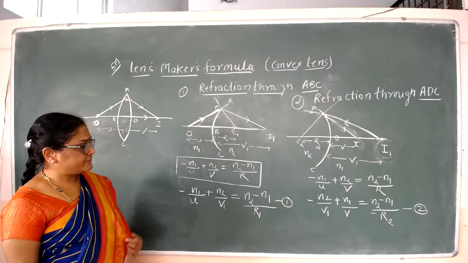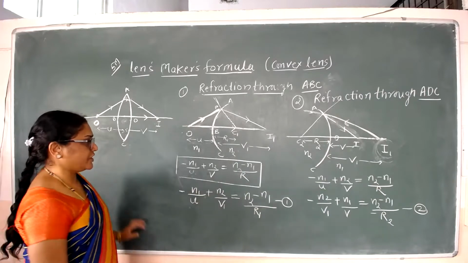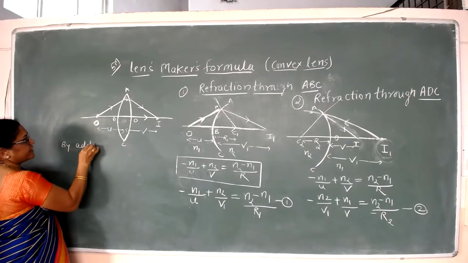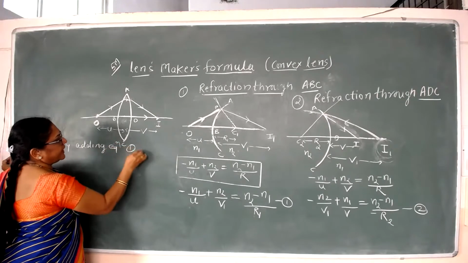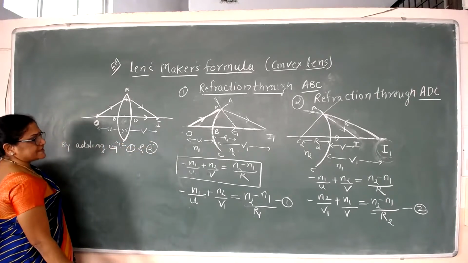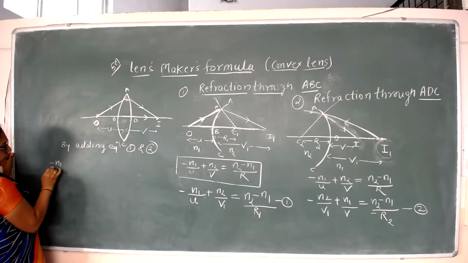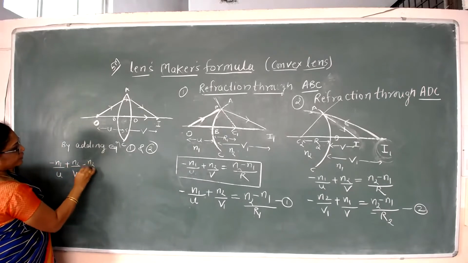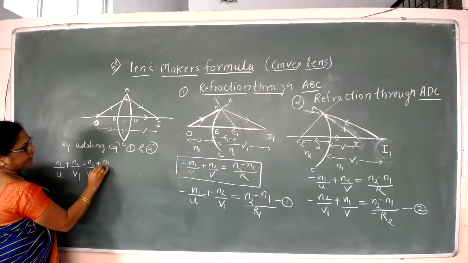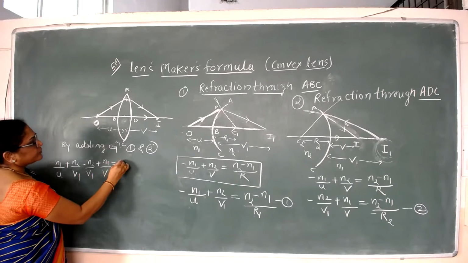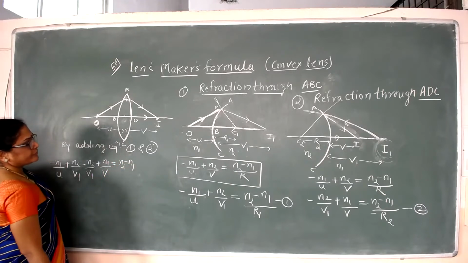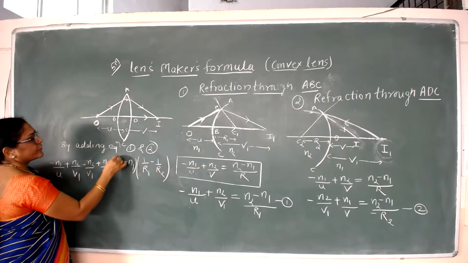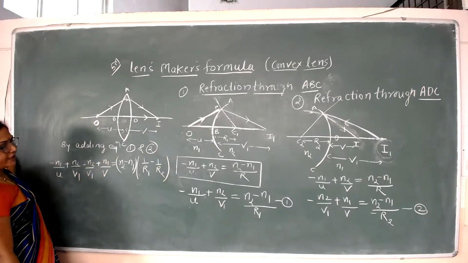Then add both the equations. When we add both the equations, we get a new equation. By adding equation 1 and 2: minus N1 divided by U plus N2 divided by V1 minus N2 divided by V1 plus N1 divided by V is equal to N2 minus N1, taking common in bracket, 1 divided by R1 minus 1 divided by R2. So when we add both the equations, we have got the new equation.